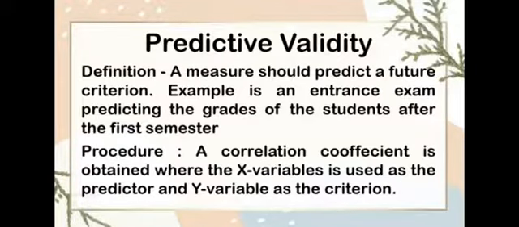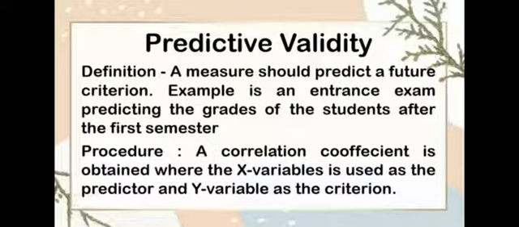And let's move on to predictive validity. Predictive validity: a measure should predict a future criterion. An example is an entrance exam predicting the grades of the students after the first semester.